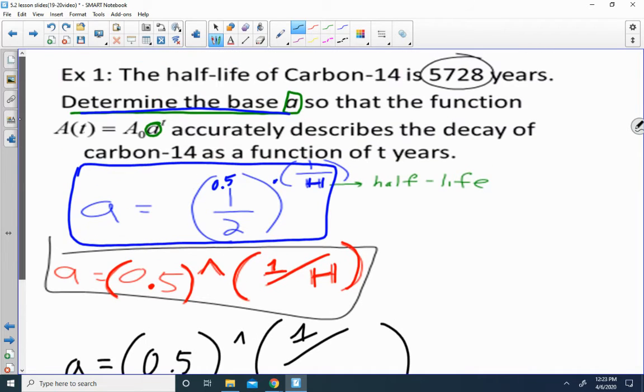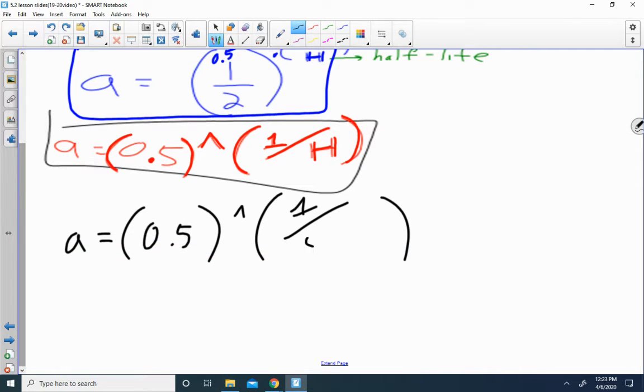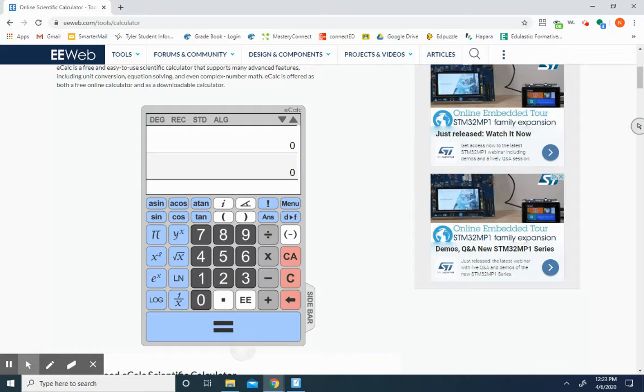And our half-life, let's look at the instructions. The half-life is 5728 years. And you can go ahead and keep that in terms of years. So go ahead and do 5728. That is what will be plugged into the calculator. And again, parentheses. So let's do that in the calculator. And again, if you don't have a calculator at home, you can use this calculator. It will perform everything you need to do. Just go to eeweb.com/tool/calculator, and it will take you to this calculator. And it's actually very useful.